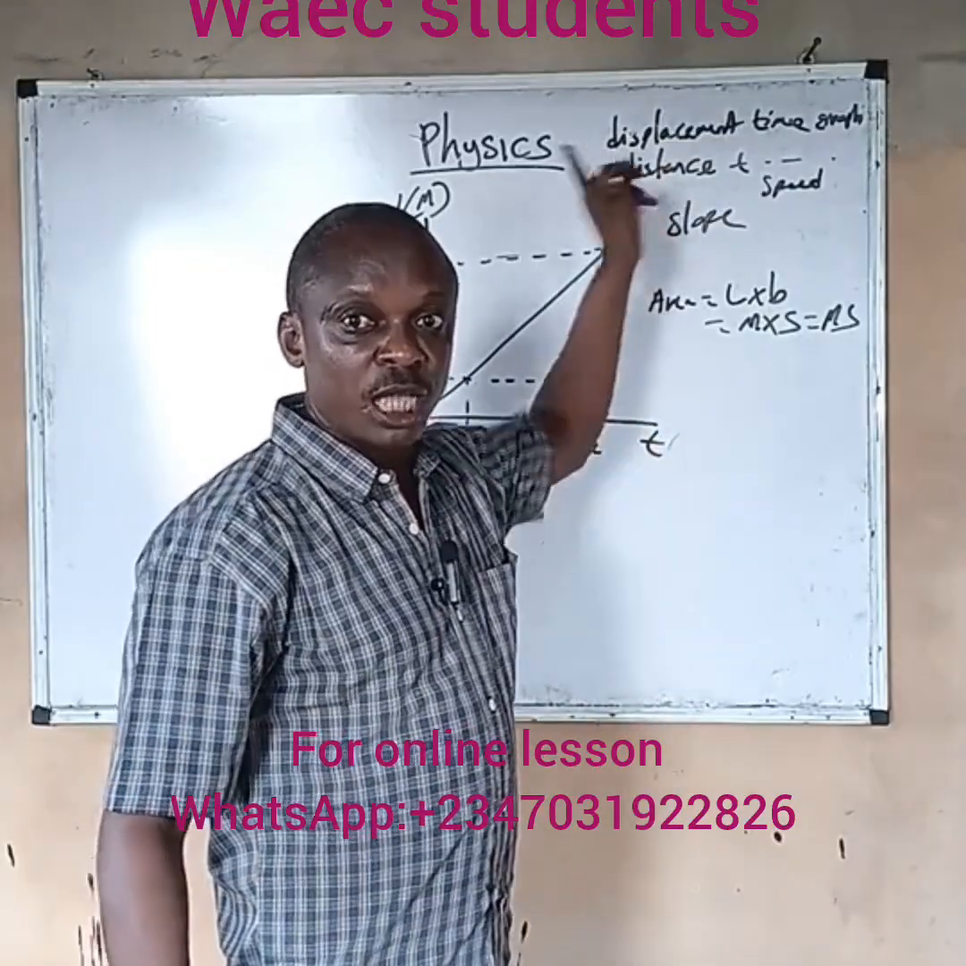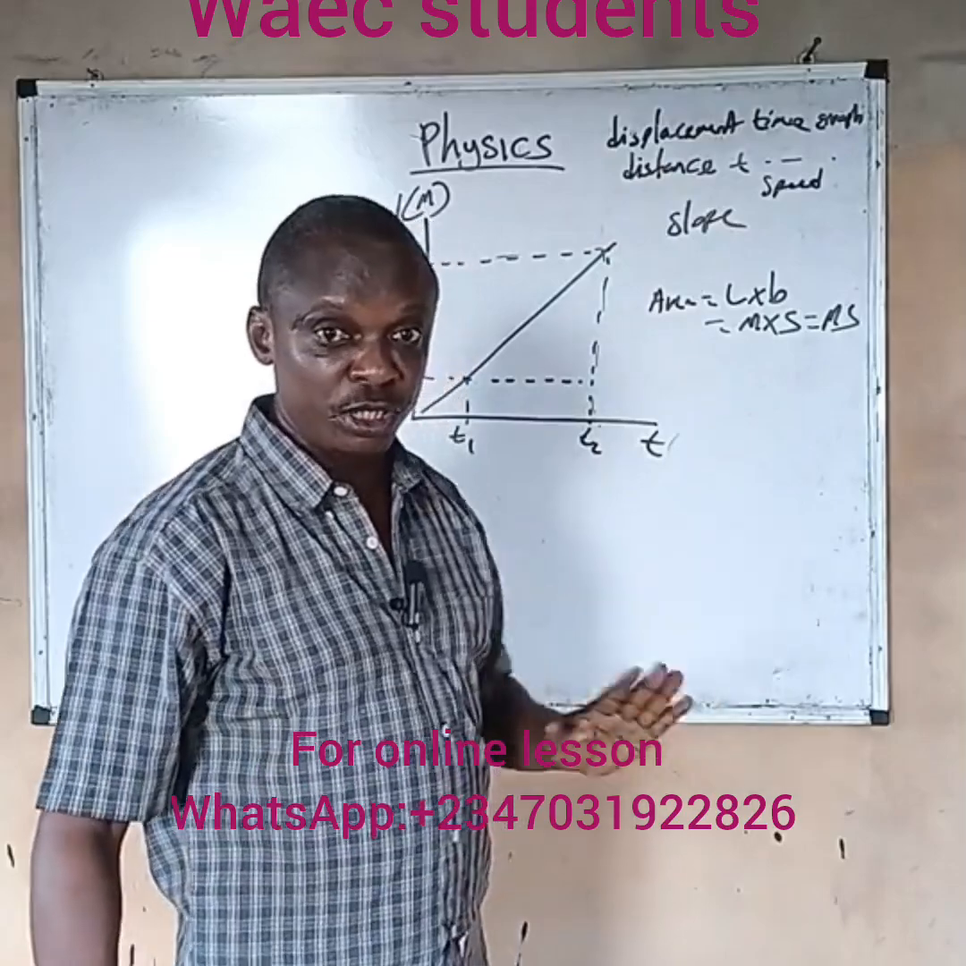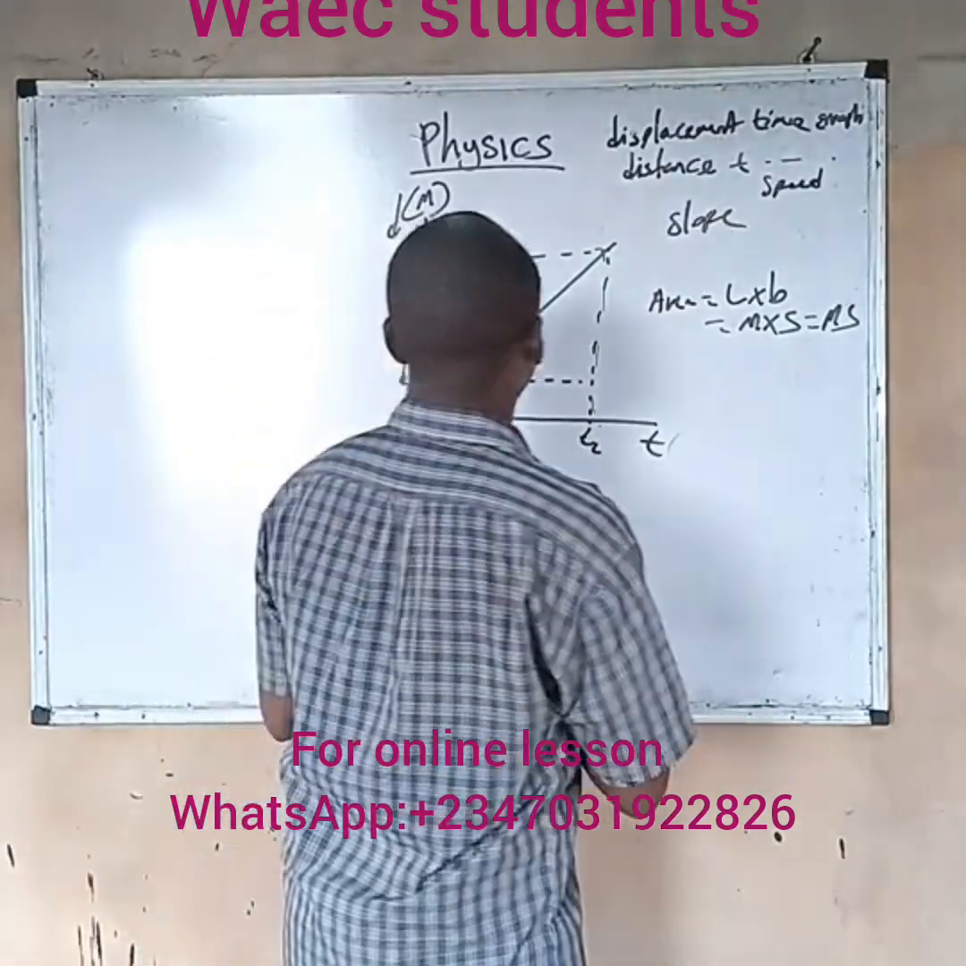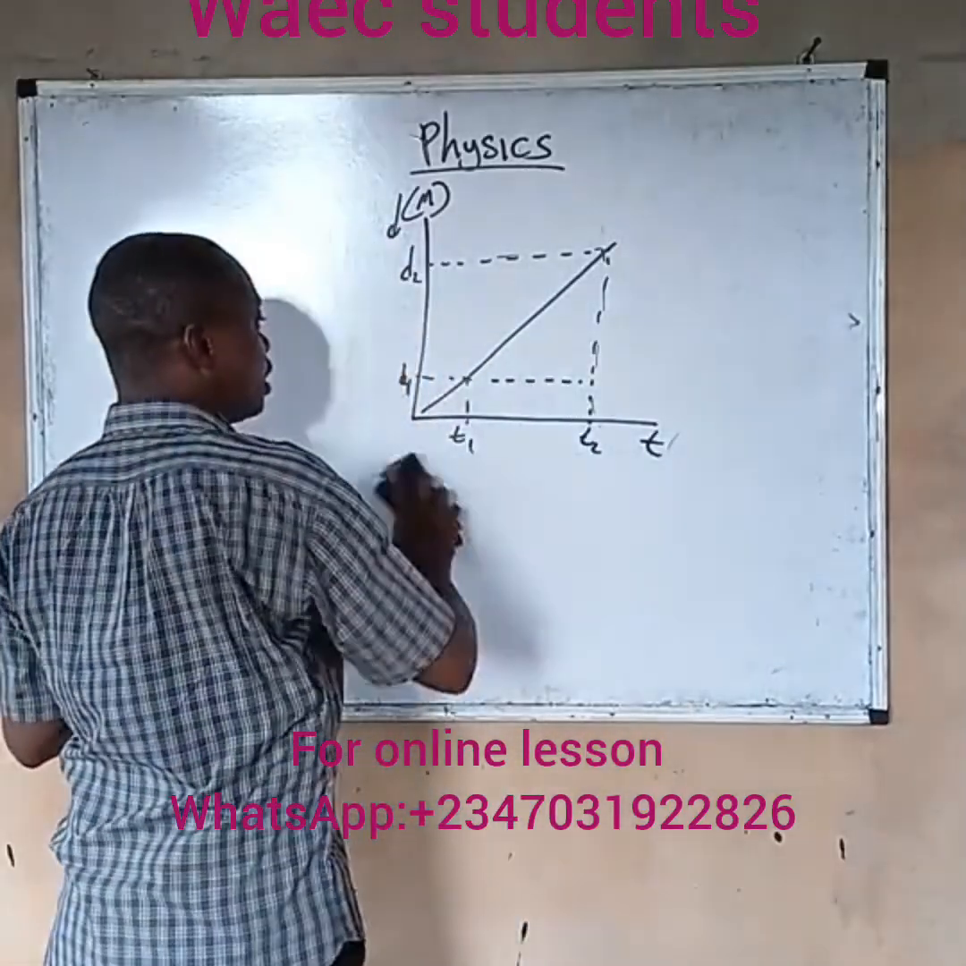The slope for the displacement time graph is velocity. The slope for the distance time graph is speed. So that is it for the displacement time graph. Let us now look at the velocity time graph.